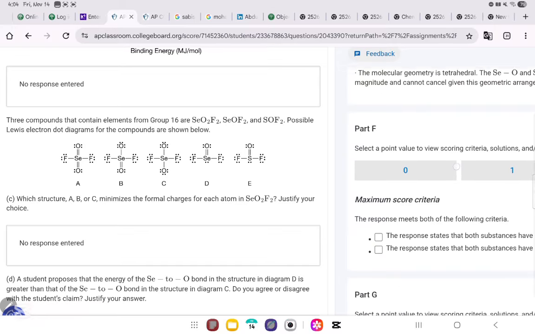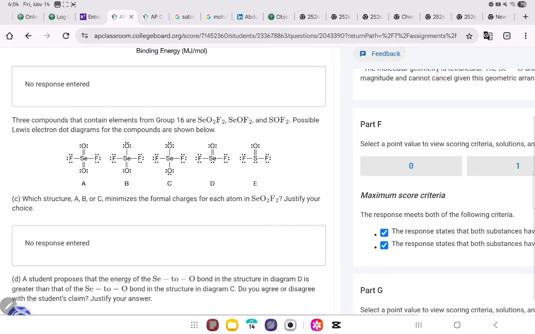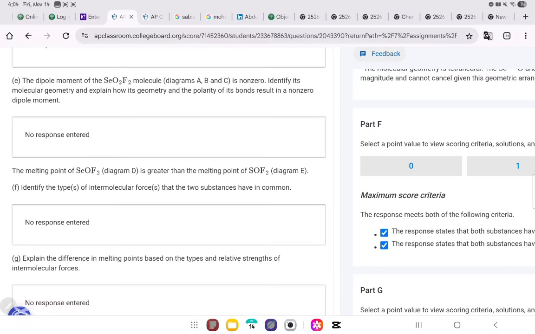So our response should state that both substances have London dispersion forces, and it should state that both substances have dipole-dipole attraction. Is this what they asked us? Yeah, they told us to identify the types of intermolecular forces that the two substances have in common.